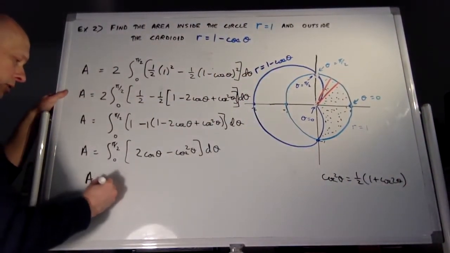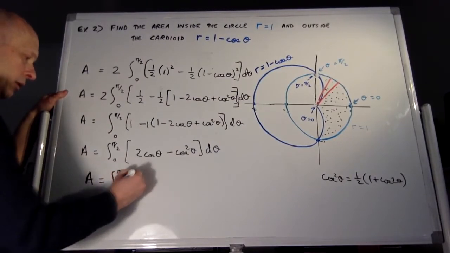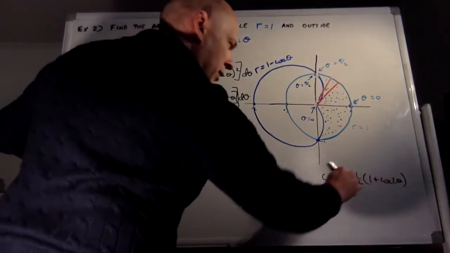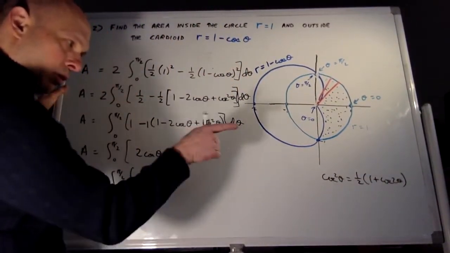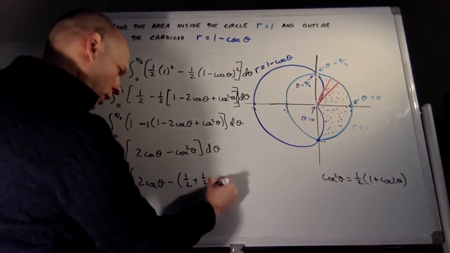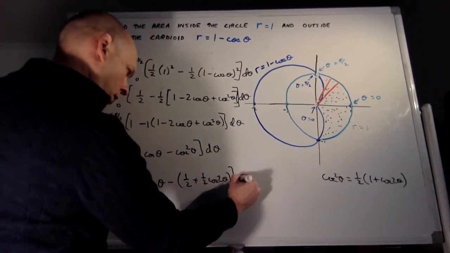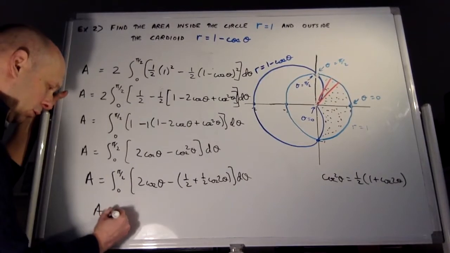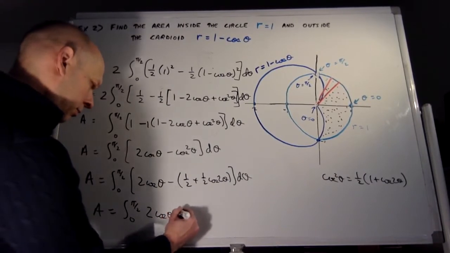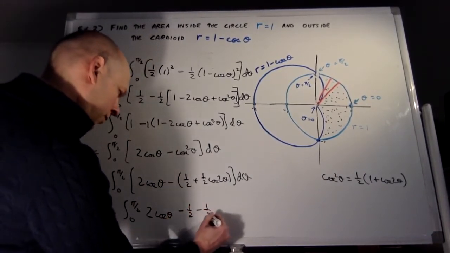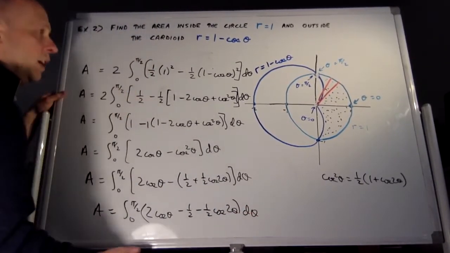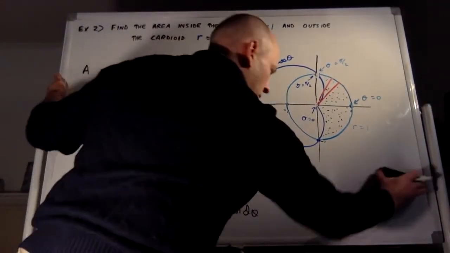And so we have the area here is going to be the integral from 0 to pi over 2 of 2 cosine theta minus, and then we'll substitute for this, except I'll use the distributed version, distributing 1/2 across. So minus 1/2 plus 1/2 cosine 2 theta d theta. All right, so we have A is equal to the integral from 0 to pi over 2 of 2 cosine theta minus 1/2 minus 1/2 cosine 2 theta d theta. All right, so I think we're ready to find those antiderivatives term by term. So let's do that next.